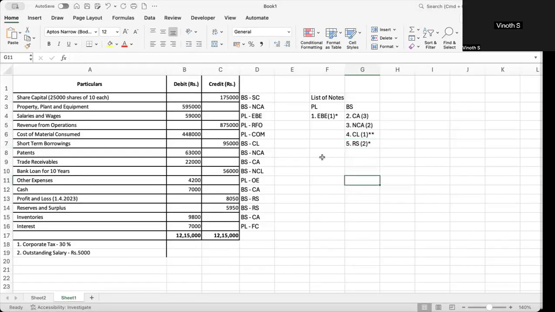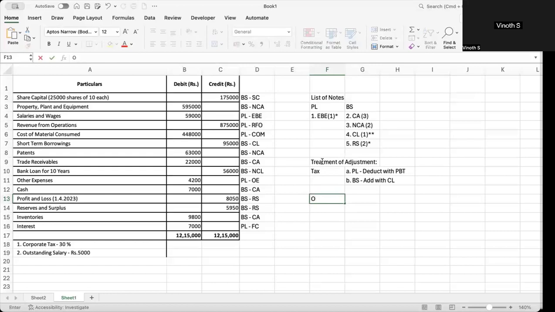Now the step number, planning level number 3, treatment of adjustment. The first is tax. The tax first, where will it appear? Under the P&L, deduct with profit before tax. Second, in the balance sheet, add with current liability. So that is the treatment of adjustment for tax.